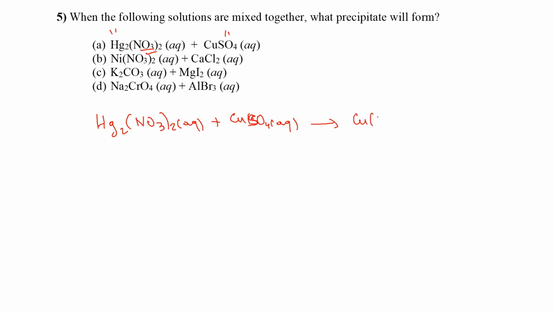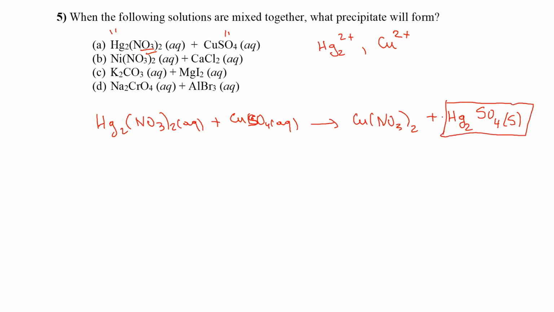copper nitrate. So remember, this is the plus ion, so it's 2 plus, and you have copper 2 plus. So you trade the ions: a nitrate will go to copper, and then sulfate will go to mercury 1, so plus mercury sulfate. We know that mercury sulfate is not soluble, so this will precipitate. For this one, we will have a precipitate.